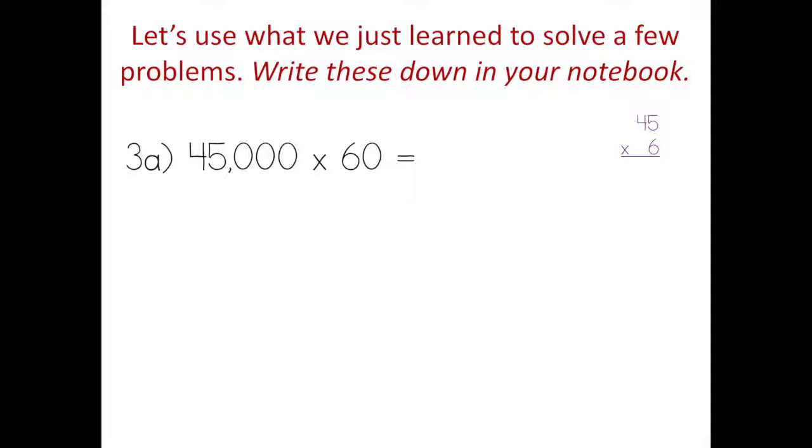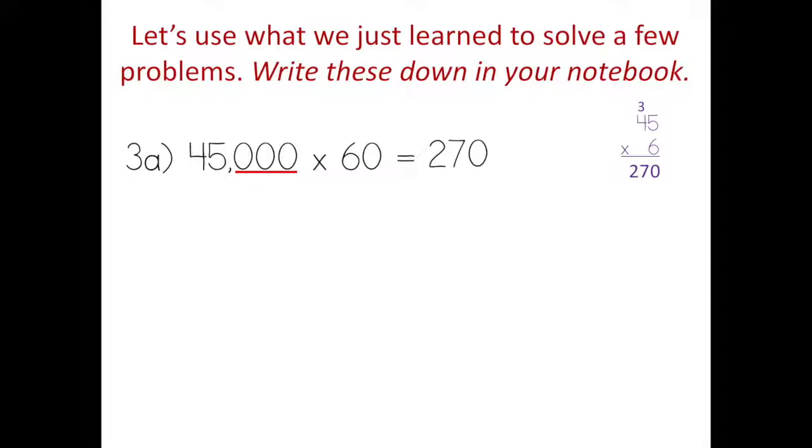Okay, let's see what we should have gotten. 5 times 6 is 30, so I write the 0, carry the 3. 6 times 4 is 24, plus 3 is 27. So 45 times 6 is 270. Now we know that 45,000 times 60 is not 270, right? I have to account for the place value.